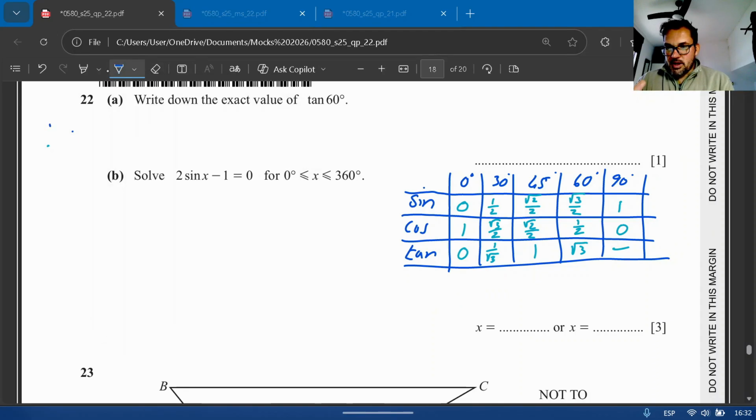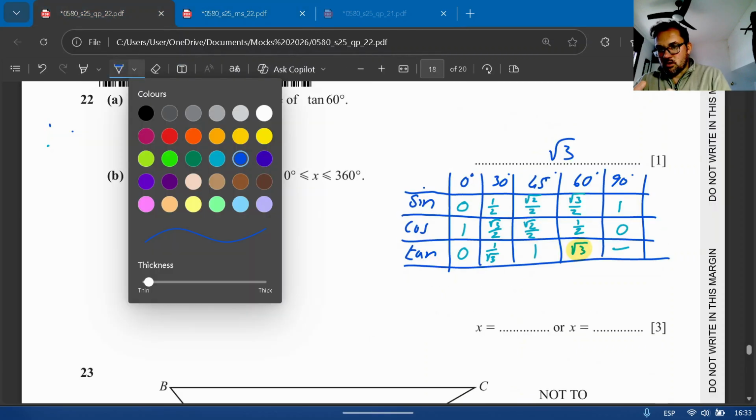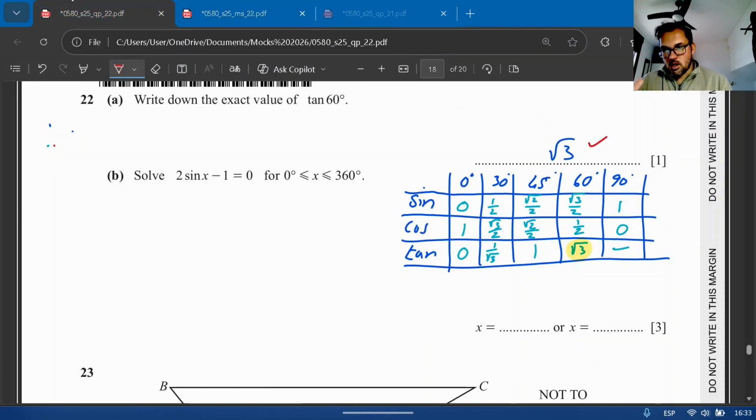Right, so tans, write down the exact value of tan 60. We have it over there. There we go, root 3. Okay, there, root 3, 1 mark, no arguments. Done. Then it tells us to solve this one between 0 and 360.